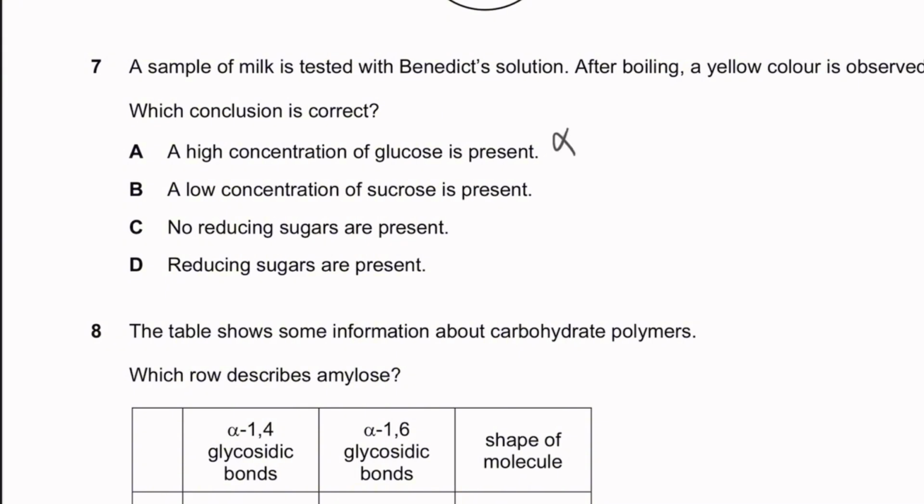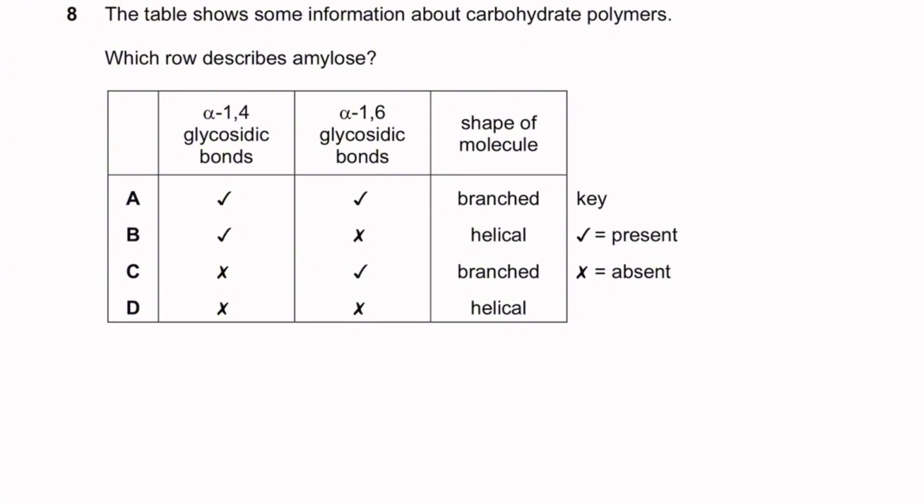A low concentration of sucrose is present. Sucrose is not reducing, and so testing for it using Benedict's would give you a negative result. You'll get blue and you're not going to get yellow. So this is also wrong. No reducing sugars are present. That is not what we can see here. If no reducing sugars were present, we would get blue. So cancel. Reducing sugars are present. That's the answer.